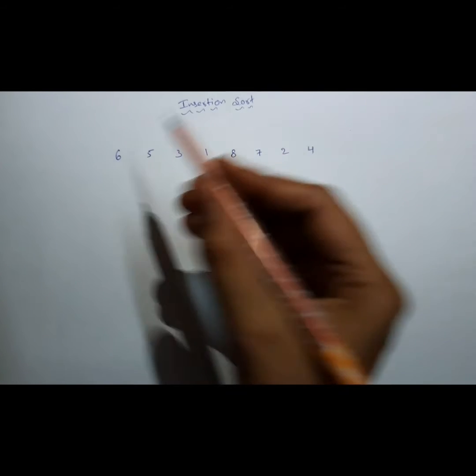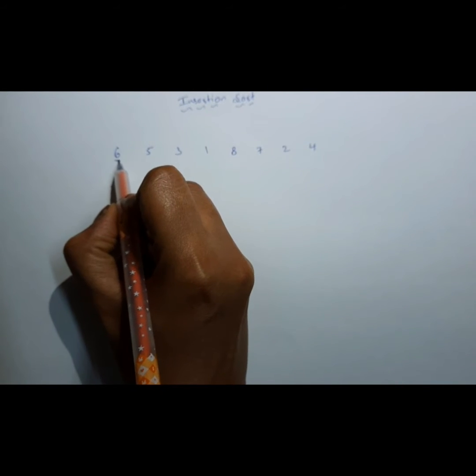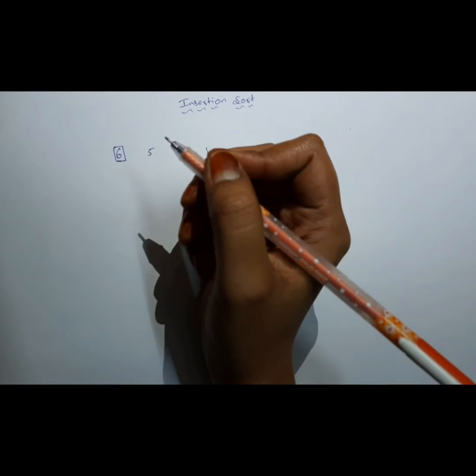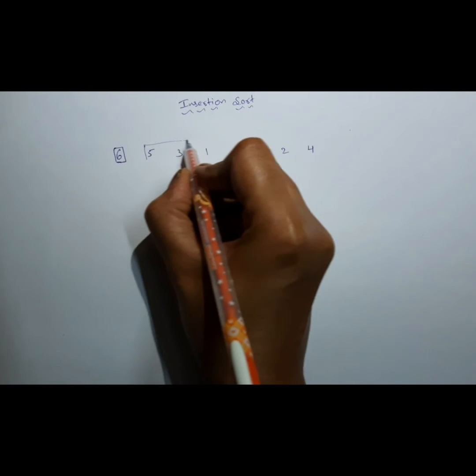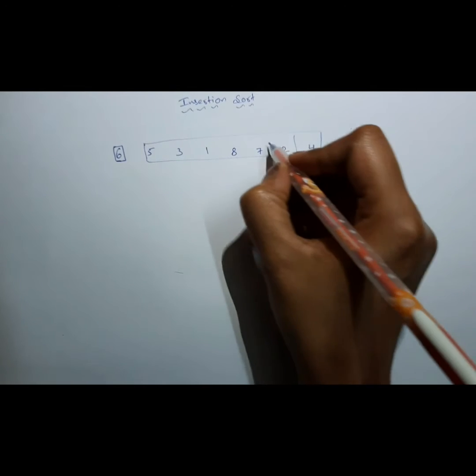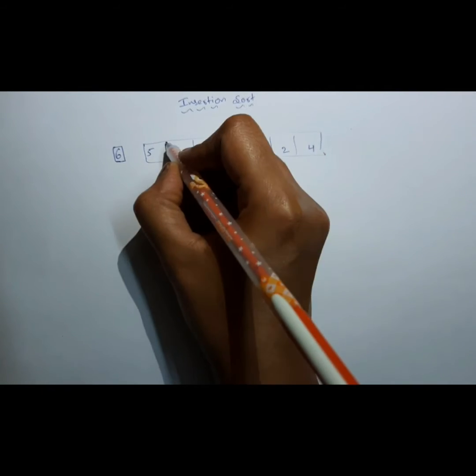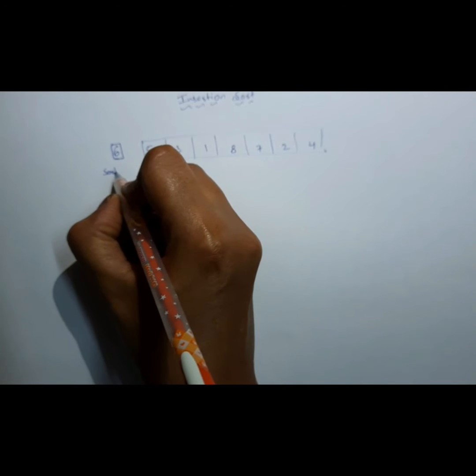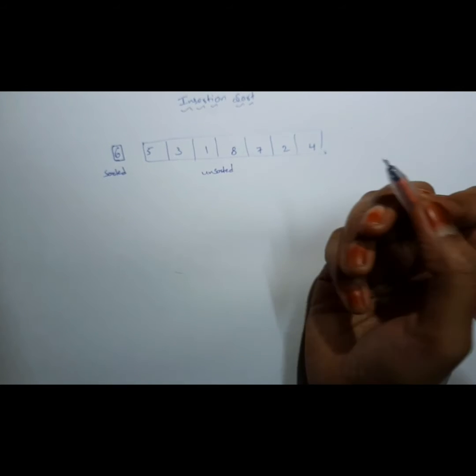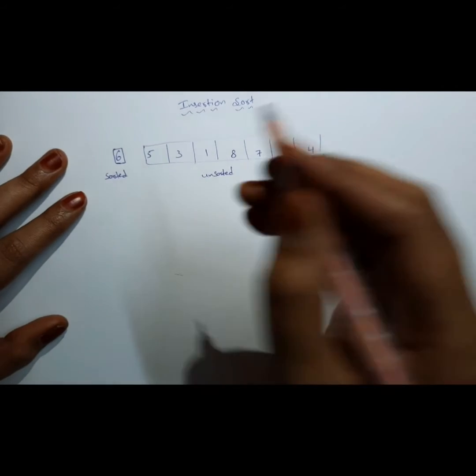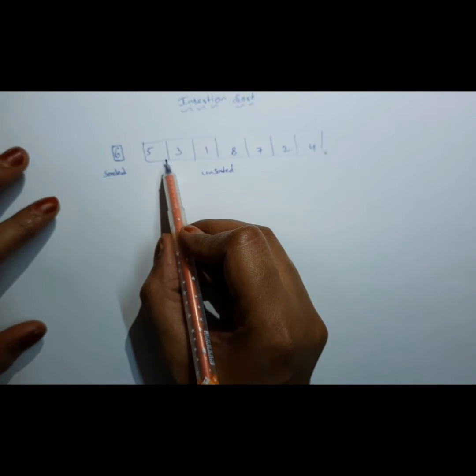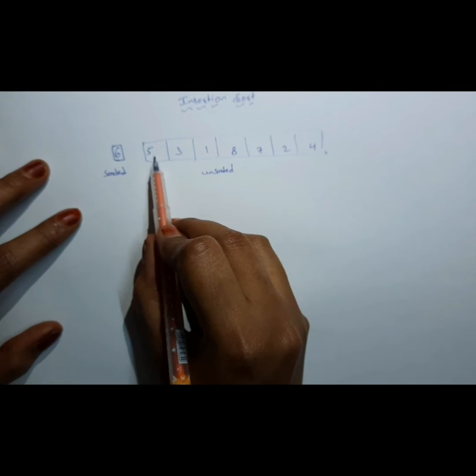Okay, see, I am considering this as a sorted one. I mean, this element is considered as the sorted list, and the remaining elements are considered as the unsorted list. Okay, this is the sorted one, and all these elements are considered as the unsorted list. Okay, see, now I am considering the second element, which is 5. Okay, and I am moving this element 5 to the sorted list.